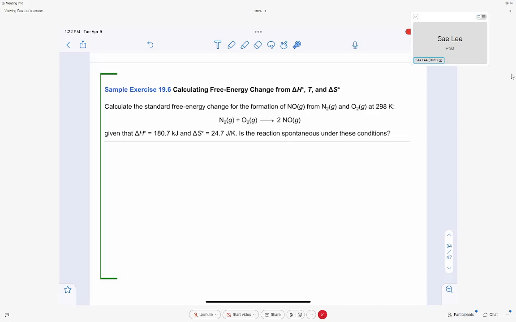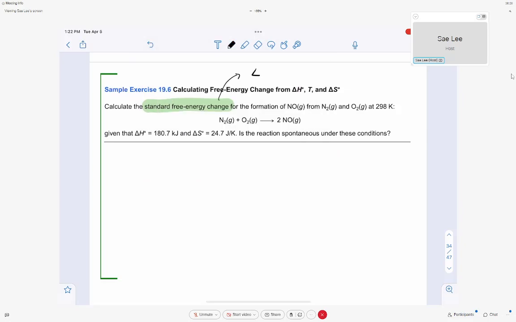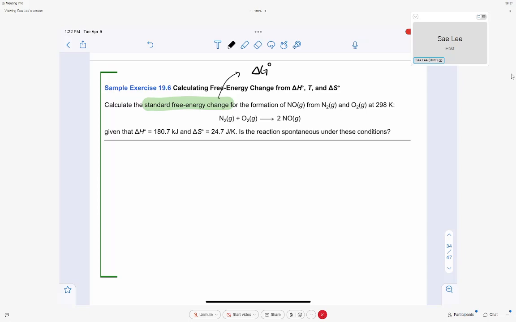So in this question, we are asked to calculate the standard free energy change. What is the standard free energy change? Delta G naught, standard free energy. We're asked to find it for the formation of nitric oxide. Since the standard enthalpy and standard entropy values of the reaction are given, we just have to use the equation that we learned in the previous slide to calculate the free energy.